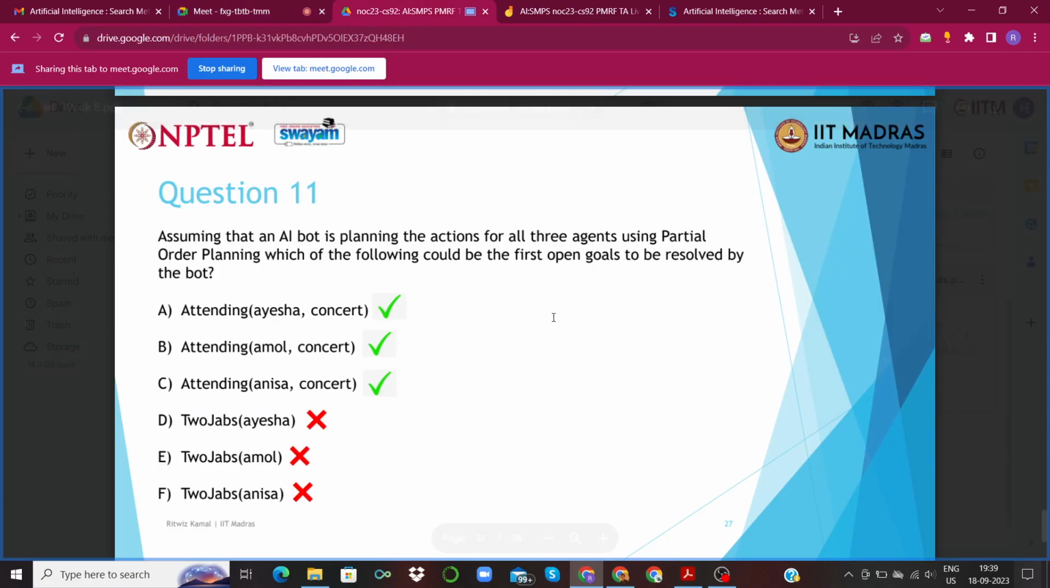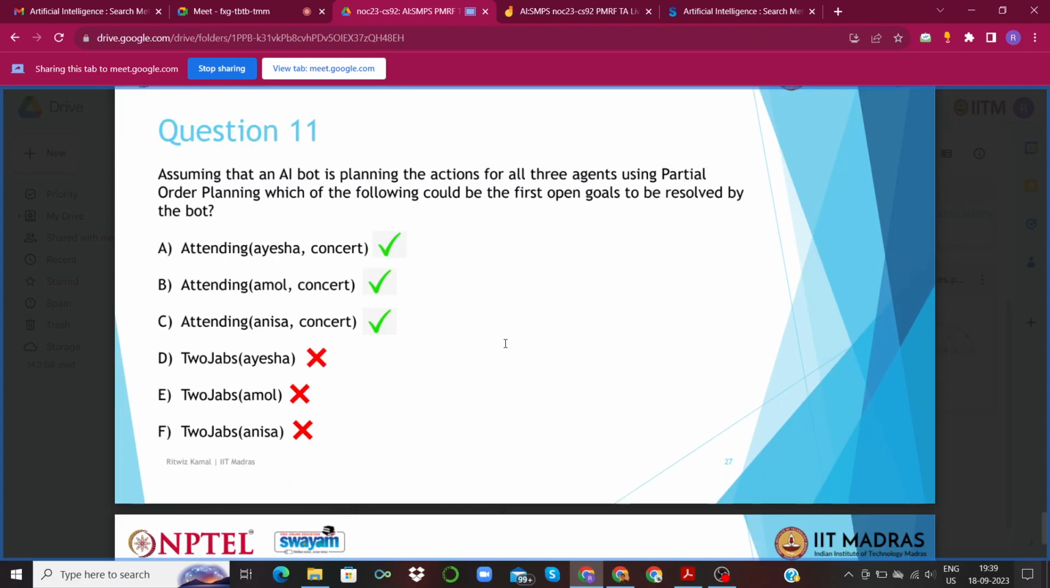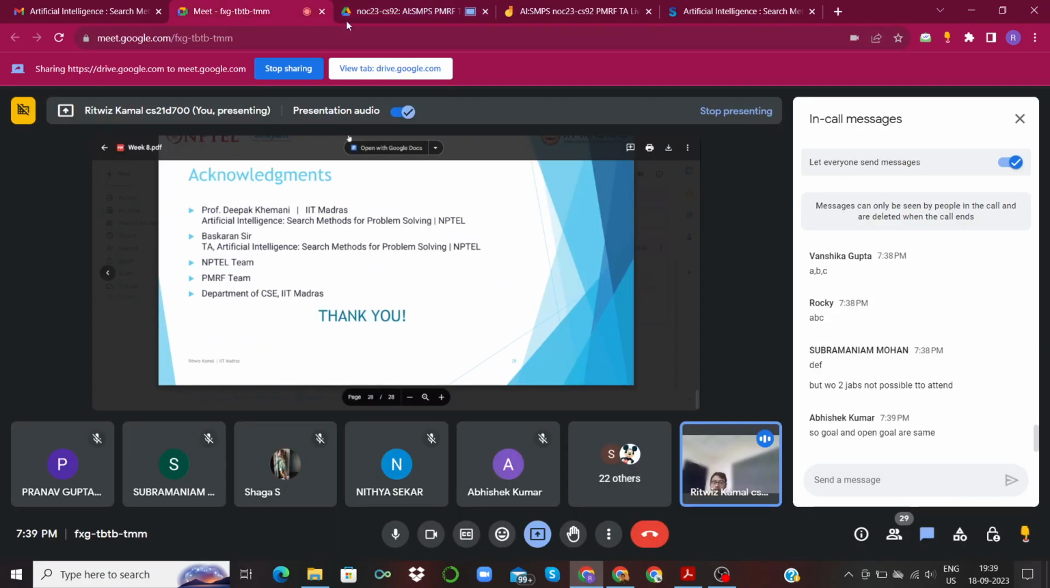All right. So I encourage you to try to fill up the whole partial order planning graph by yourself. That will give you a good practice. And that brings us to an end of the questions for today.